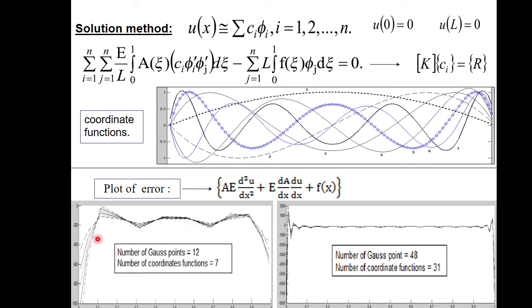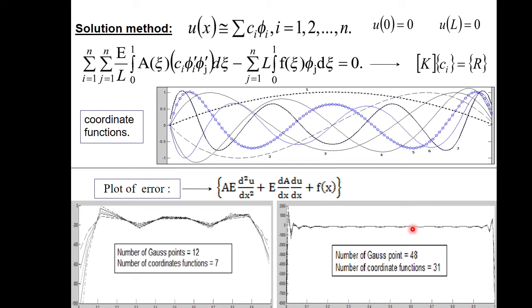Actually these are plots of this quantity as such. This is the 0 line here. Plus and minus, this side is plus 100, this is minus 100. So this is the 0 line. Now you see here, with increased number of functions, we had 7 functions in this plot, and here we have 31 functions. So you see the improvement in result.